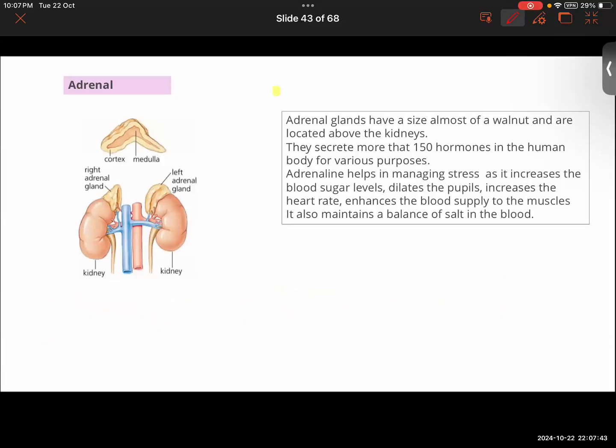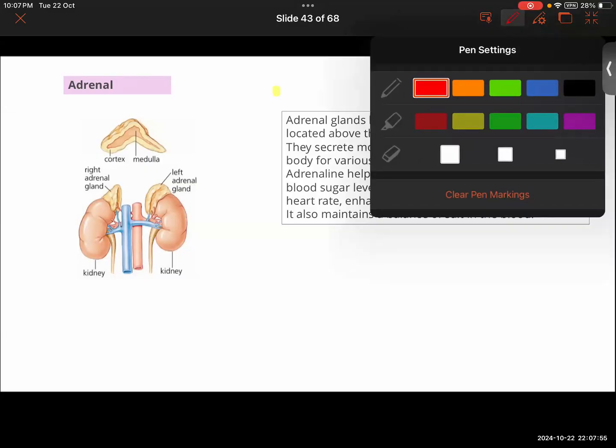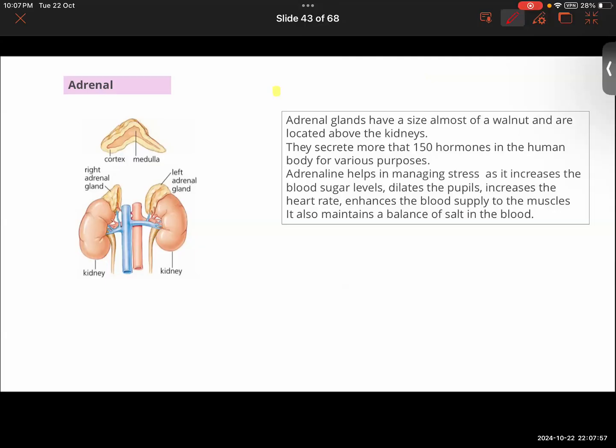Then we have another gland, that is the adrenal. I think all of you would be able to tell me the secretion of this gland. What does the adrenal gland secrete? Exactly. Now, when you look at the adrenal, what is the shape of this gland? Does it not look like a triangle shape? Yes, it is a triangular shaped gland.